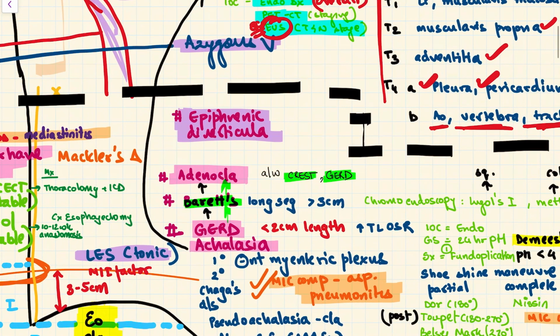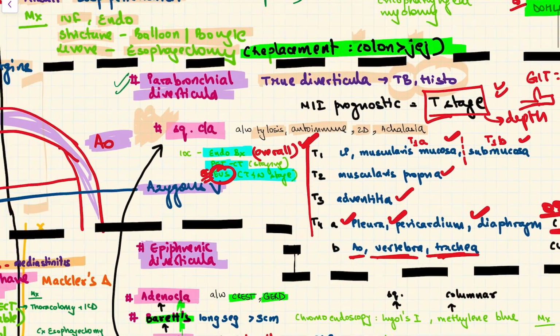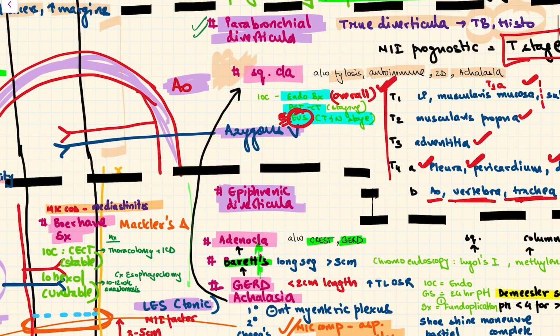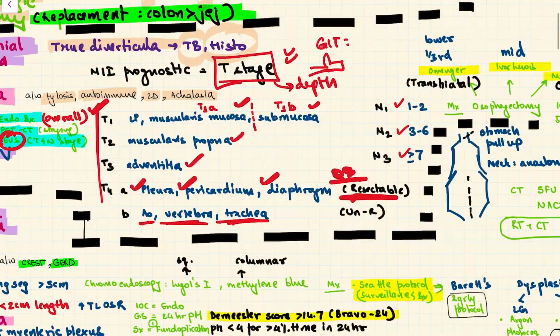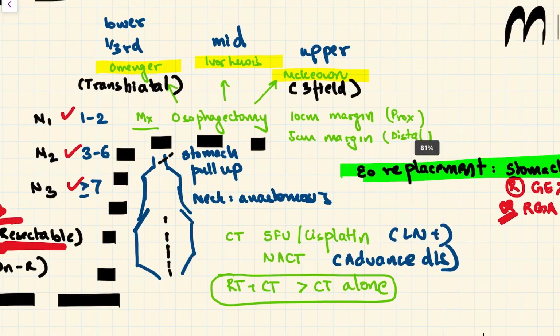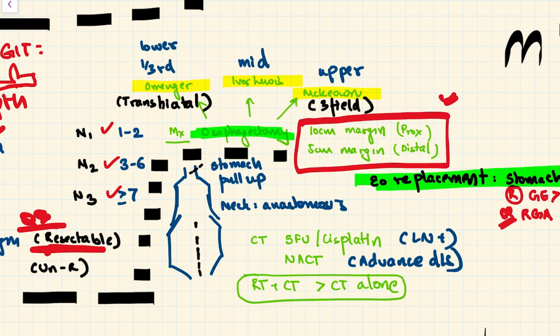Right, now let us talk about the management. And yeah, adenocarcinoma is involving the lower 1/3 of the esophagus, while squamous cell is involving the middle 1/3 of the esophagus. Right, now for management, the surgery is esophagectomy, right? And very important to know is margin. The proximal margin is 10 centimeter and the distal margin is 5 centimeter.